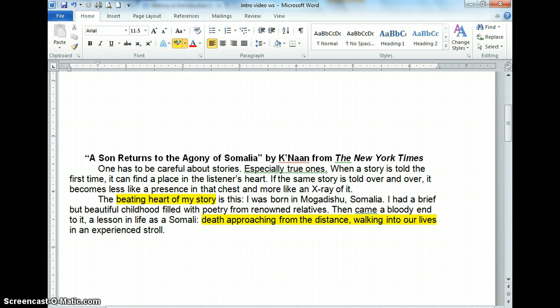He said "a childhood filled with poetry from renowned relatives." He's talking about all the stories that people have told him. He's calling it poetry, so this could be a metaphor because they weren't technically writing poems. "Less like a presence in the chest and more like an x-ray of it." He has used a simile. So using literary terms is another way that you might be able to liven up your introduction.